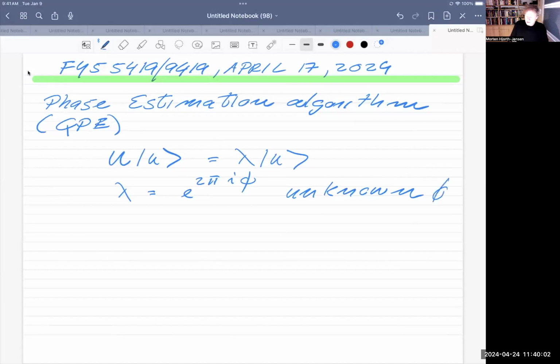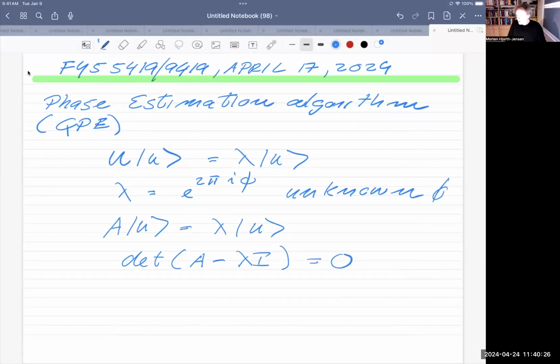And if we now look at the standard eigenvalue problem, if we have an operator A acting on u, we know that this is given by the standard characteristic polynomial, which is the result of us calculating the determinant of A minus lambda times the identity matrix, and this is set to 0. So the quantum phase estimation algorithm is the one we are going to discuss a little bit more in detail now.